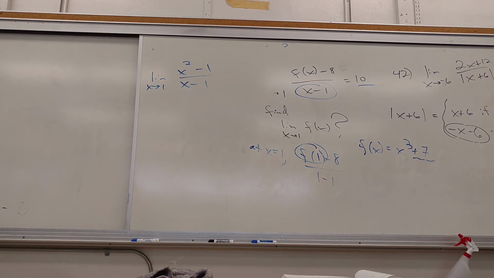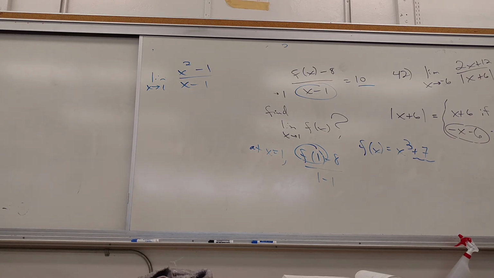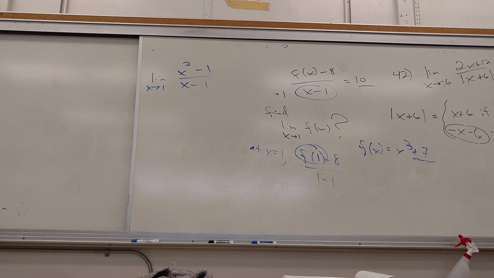So if I want this to be like this, then I'm going to have that be like that. So this is my epsilon. This distance here is my epsilon. Epsilon defines how close the outputs are. Delta defines how close the inputs have to be to make that happen.